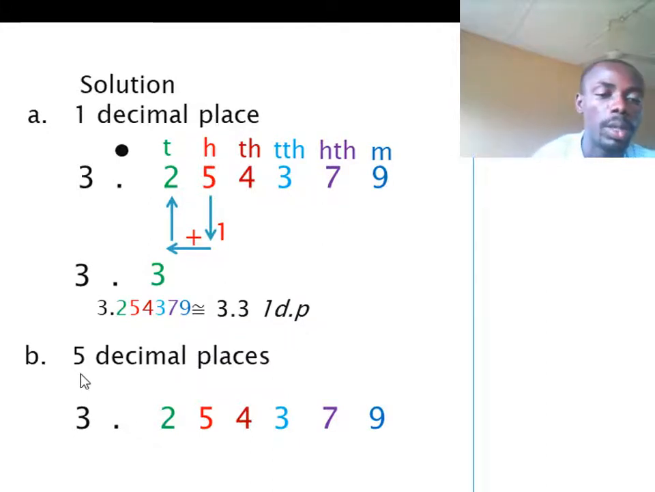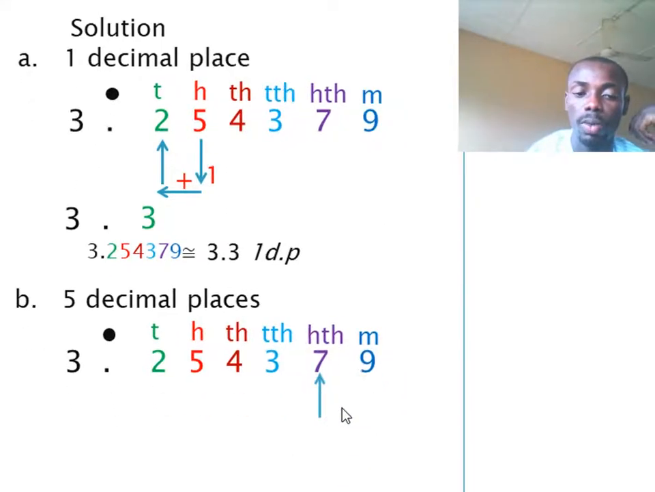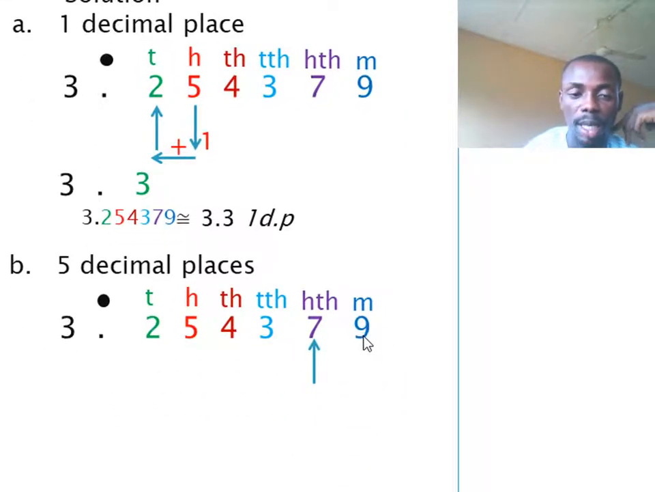Okay, now for B, we want to approximate this to 5 decimal places. I just want to consider 5 figures after the point. That's the meaning. Okay, so what is now going to be the affected place value? It is 1, 2, 3, 4, 5. That is the 100,000th place. So this is the affected place value. So having gotten that, we'll move on to the next figure.